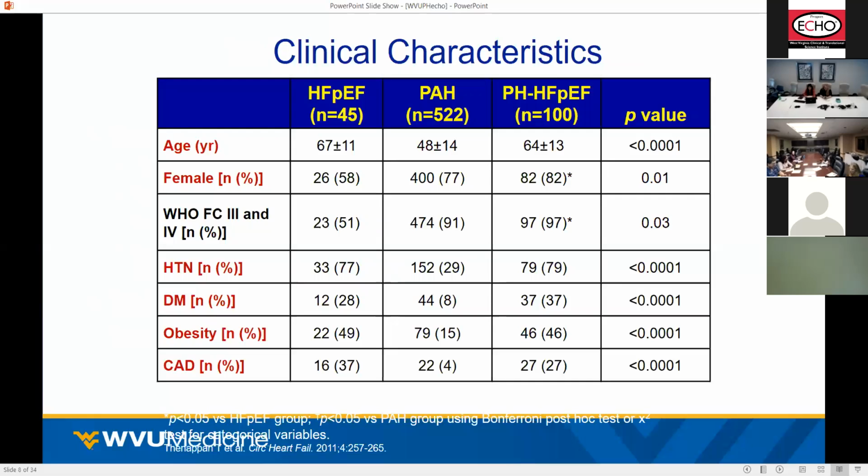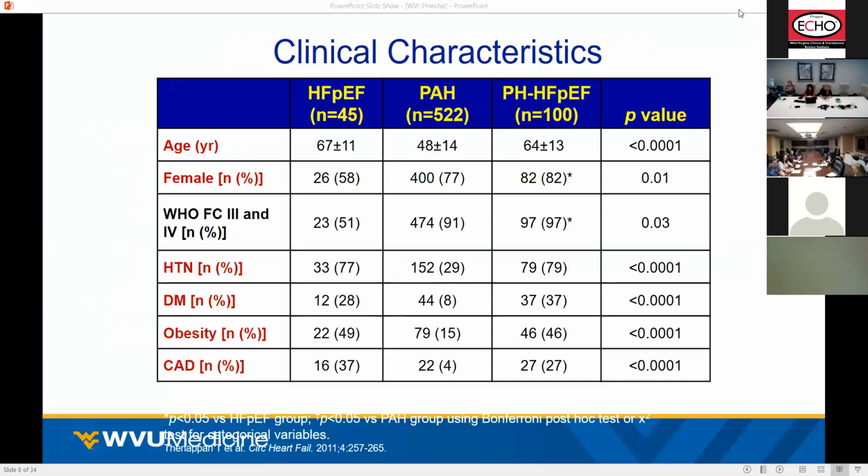And what you saw, I bolded the ones in red that really characterize them, okay? Patients that had HFpEF or PH HFpEF tend to be older. They were 64 and 67 years old. And the ones with pulmonary arterial hypertension, the group 1s, were younger. Average age is 48. Very big female predominance. You guys can see it, especially in the PH subtypes, the PAH and the PH HFpEFs.